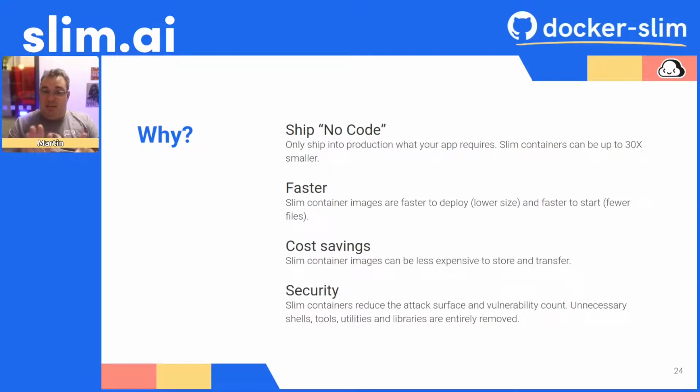So Slim container images are faster to deploy due to their lower size, and they're faster to start due to having fewer files inside them. And Slim container images can be less expensive to store and transfer. And Slim containers reduce your attack surface.